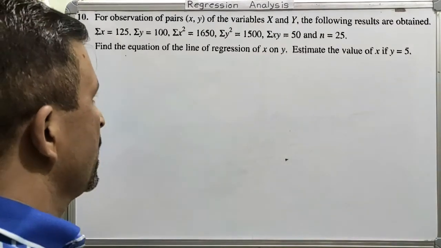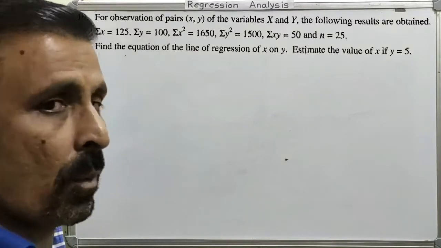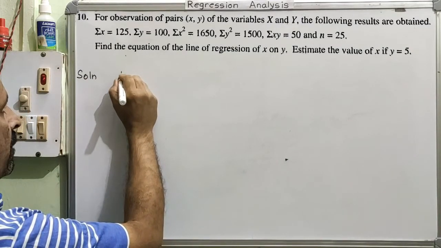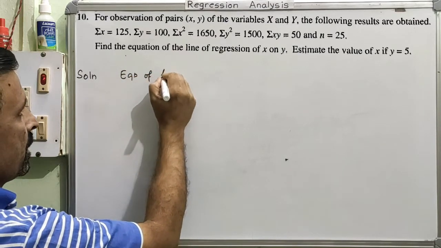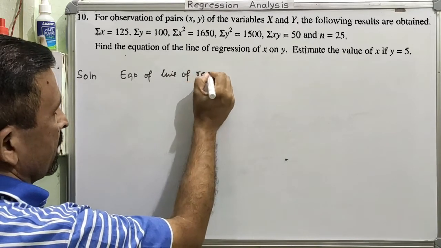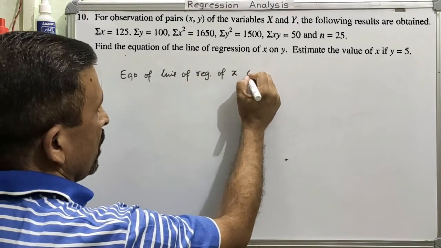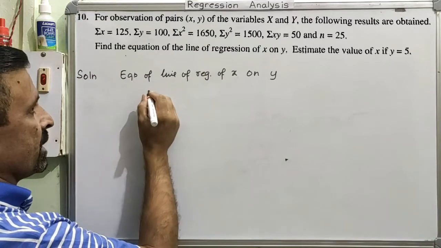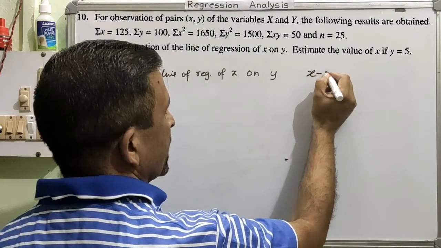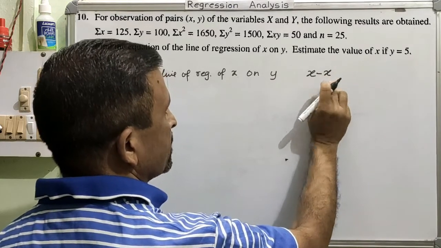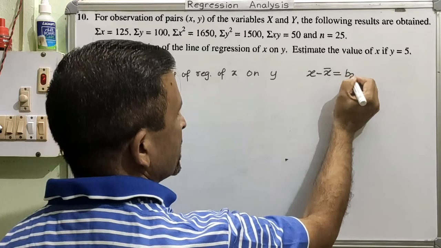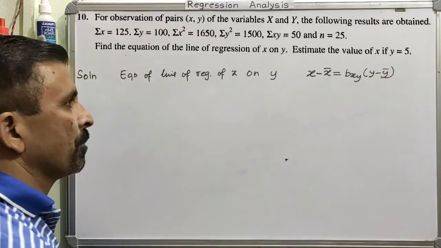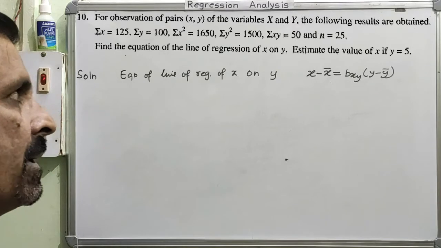Now, first of all, since we have to write the regression line of x on y, we will try to remember the formula and write the formula. Equation of line of regression of x on y. This is your question. So we need to have the formula. The formula for writing the equation is x minus x mean is equal to bxy into y minus y mean. So this will be the formula. Is this very clear?